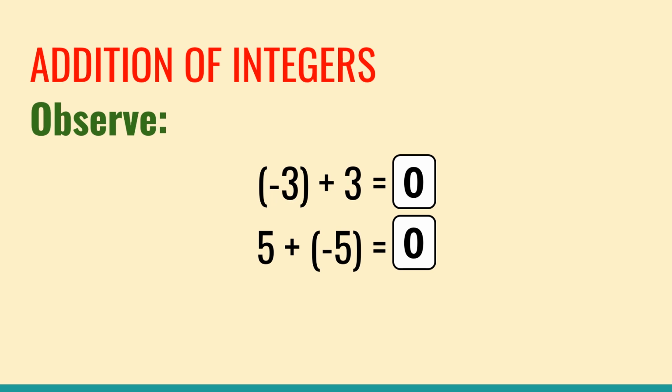Mahusay. Rule number 1, if the same sign, we need to add the integers and copy its sign. Rule number 2, if it has different sign, we need to subtract the integers and copy the sign of the larger absolute value.